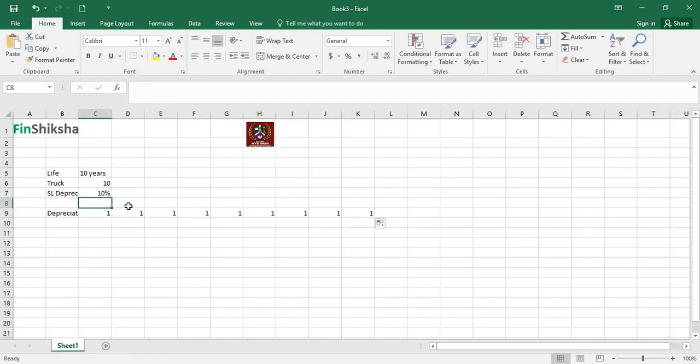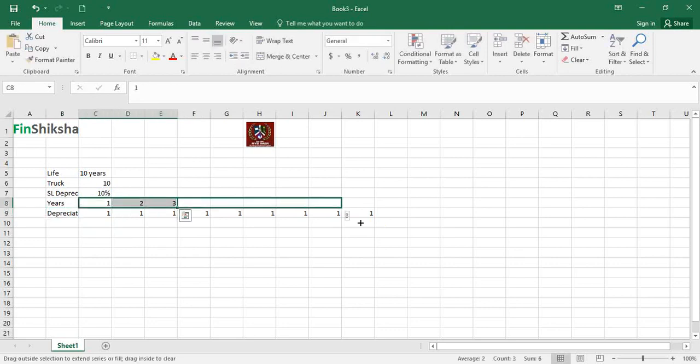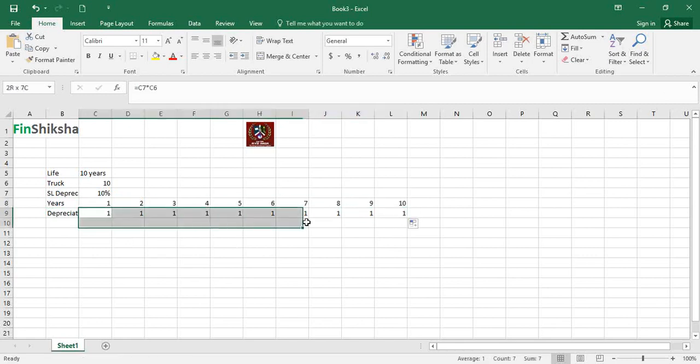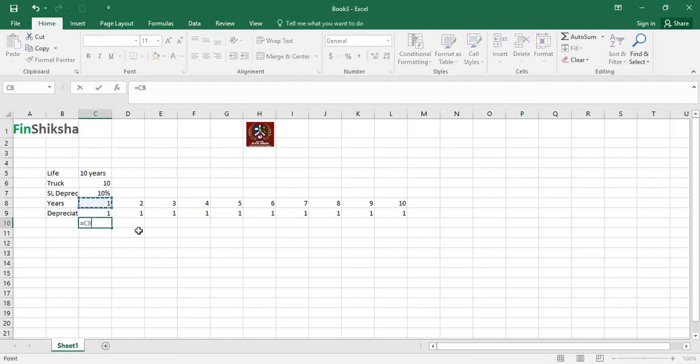So starting from year 1, 2, 3. So if this is where I'm writing the years, it is going to be 1, 2, 3, and so on and so forth. For each of the years, the value we are going to write off is 1 each. So at the end of it, the value of the truck is 0. So I can also calculate the remaining value of the truck.